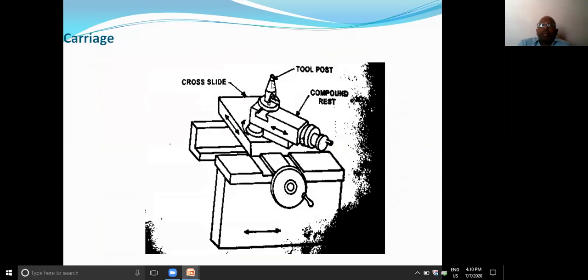If you observe, the tool post has a rotation of 360 degrees and may be rotated to any position. The compound rest moves only in to and fro directions; it does not rotate through 360 degrees. By changing the rotation position, the compound rest may be adjusted to any required angle. The position of the compound rest is mainly changed whenever a particular operation or process changes.